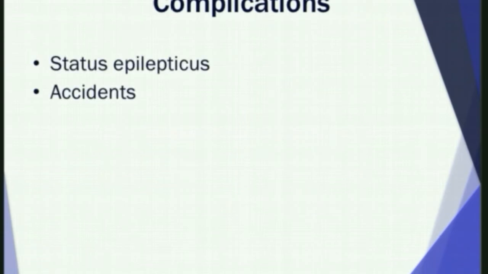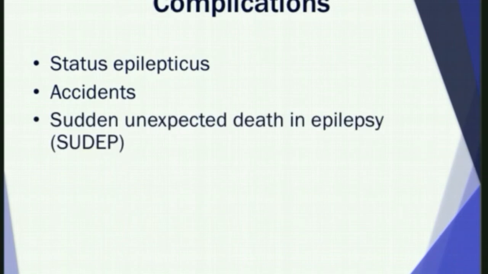So complications, the main ones will be status epilepticus and accidents. These include, for example, kids that might have seizures when they're swimming in a pool or in the sea, when they're unattended, and they're next to an area where they can be injured and they have a seizure and they can't control where they fall. And another complication is sudden unexpected death in epilepsy, and that is the commonest epilepsy-related death currently.